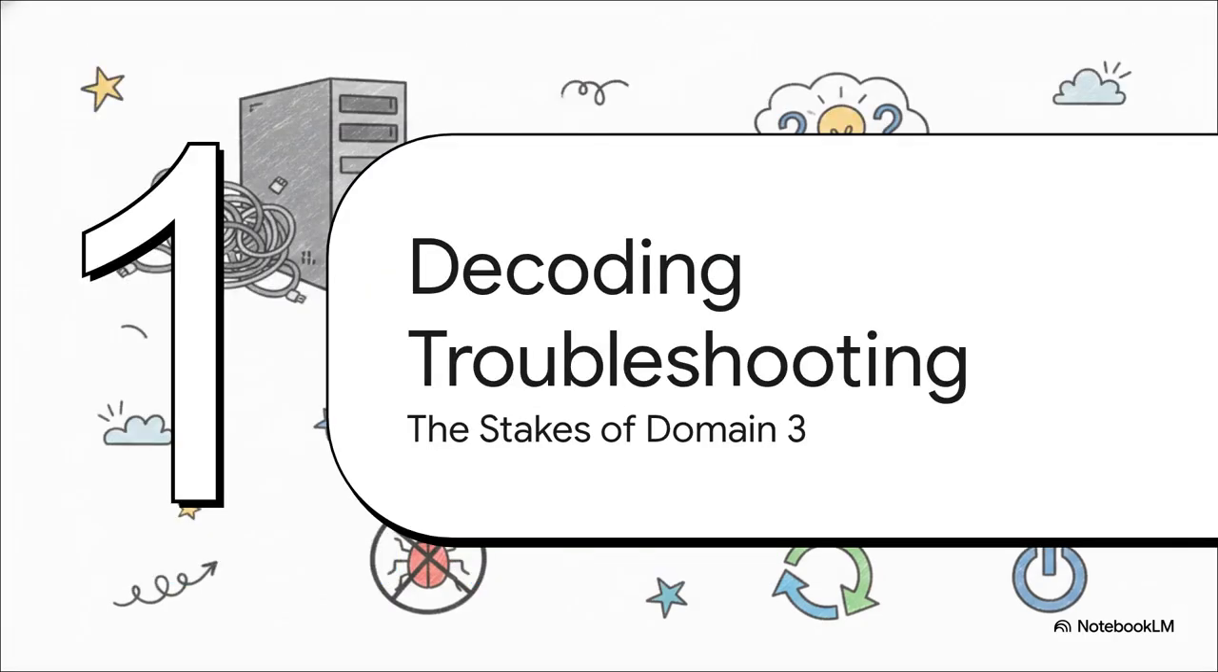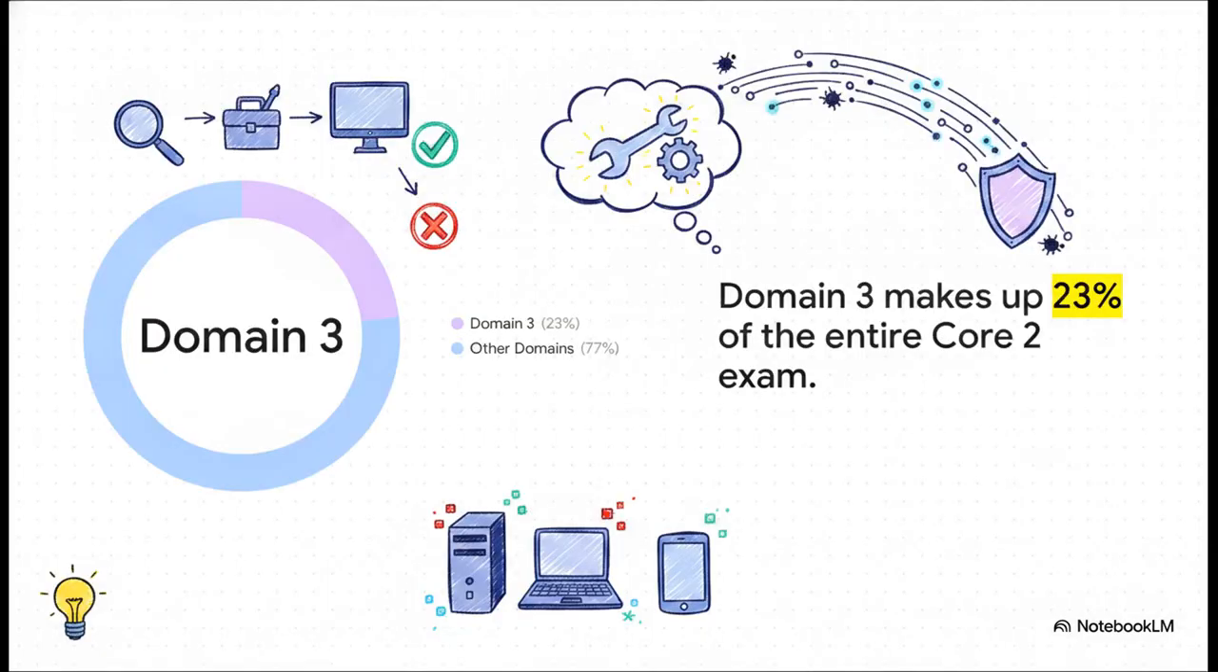All right, Section 1, Decoding Software Troubleshooting, the stakes of Domain 3. To put things into perspective, Domain 3 makes up a massive 23% of the entire Core 2 exam. That is nearly a quarter of your total score dedicated entirely to software troubleshooting. So, mastering this is absolutely crucial. It means knowing exactly when and how to deploy the right tool into a broken system.